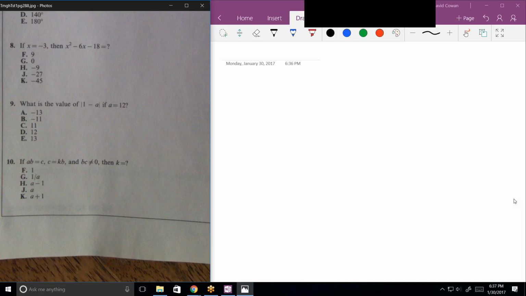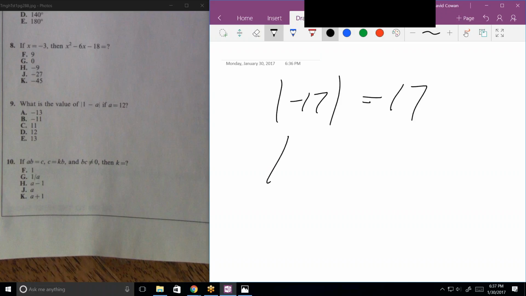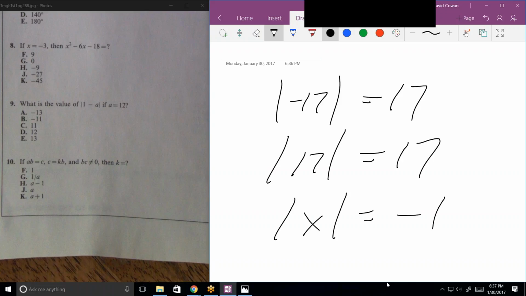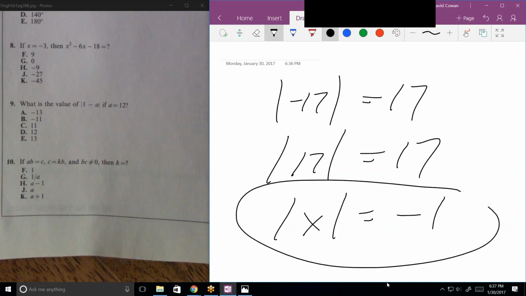I don't know if it'd be -11 or if it'd be 11. I think it'd be -11, right? No, the definition of absolute value is always the positive answer. Oh, so it'd be 11. In other words, the absolute value of minus 17 is 17. The absolute value of plus 17 is 17. So the answer to an absolute value is always a positive number. If I said absolute value is equal to -1, that cannot be, it's impossible. That's impossible? Okay.